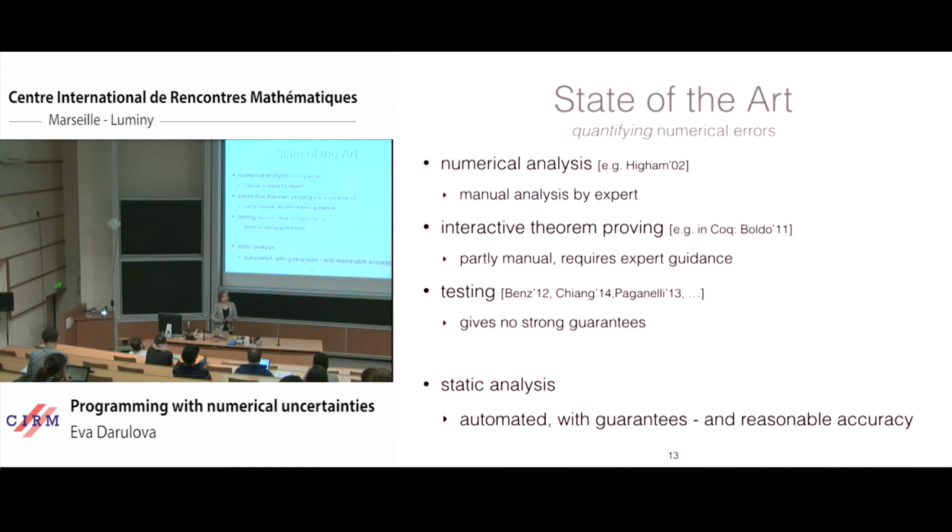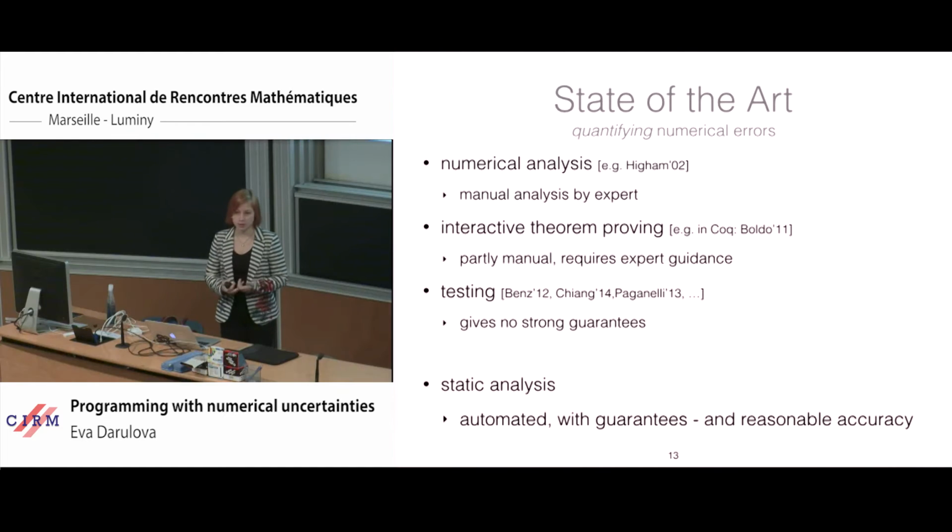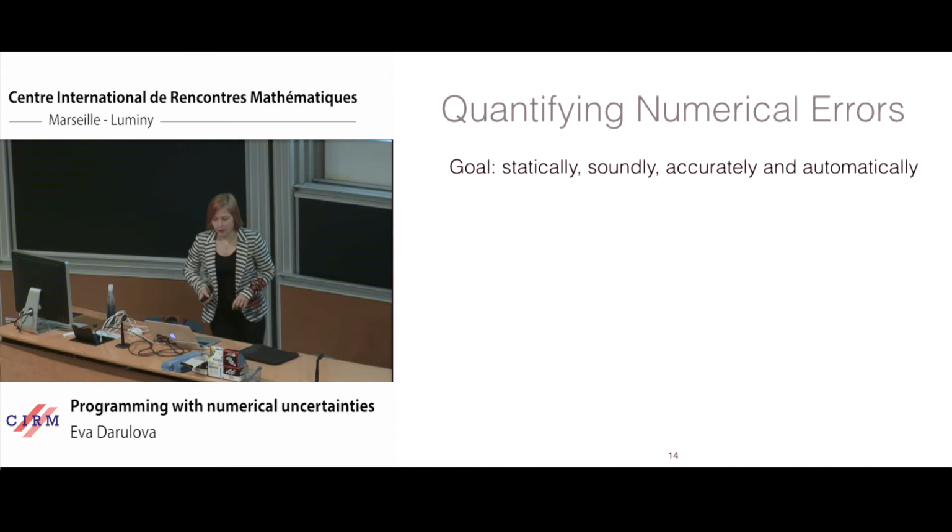So what we are aiming for is a static analysis. This means it's fully automated at compile time with guarantees modulo bugs in the implementation. And the challenge then is to get reasonable accuracy in the analysis so that you're not overestimating the round-off errors too much. So the goal is essentially to have a static analysis which is sound, which is accurate, and which is fully automatic.